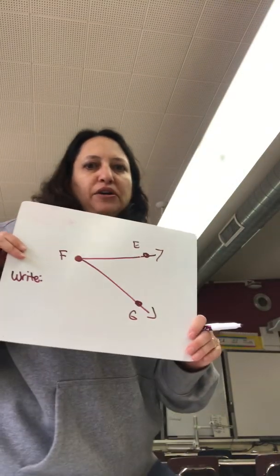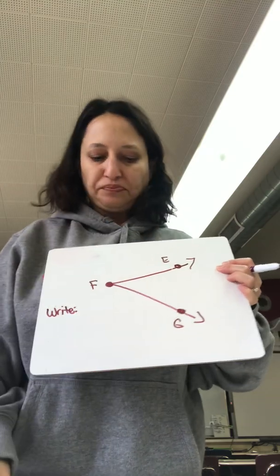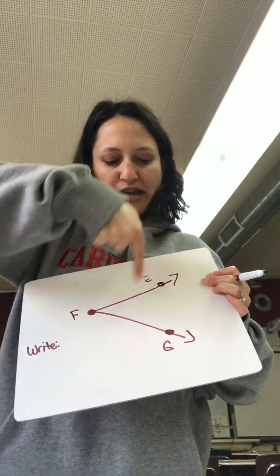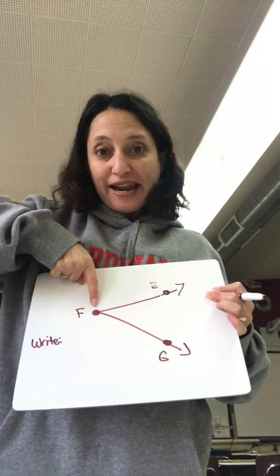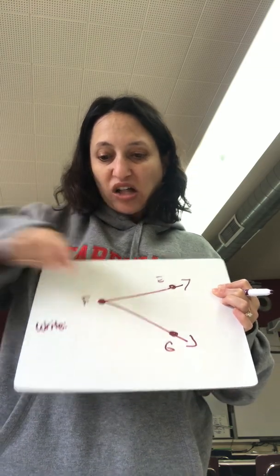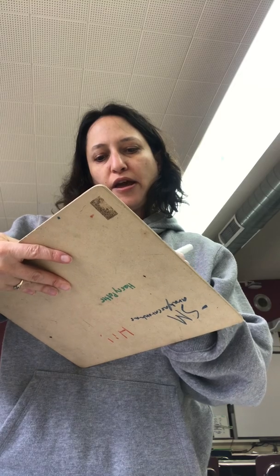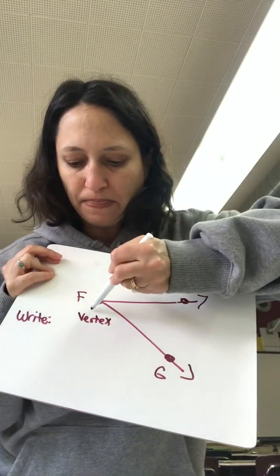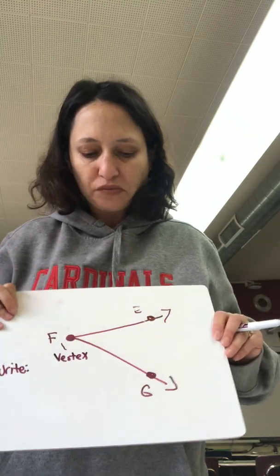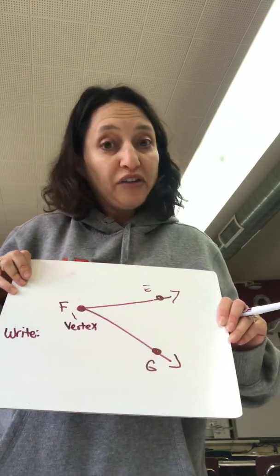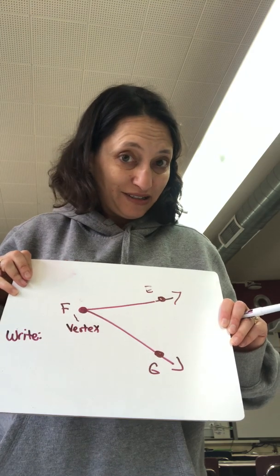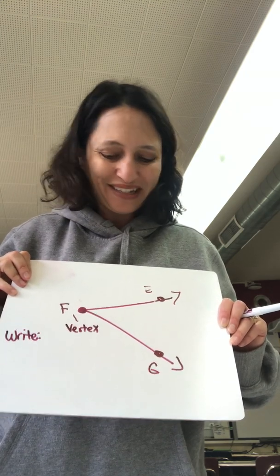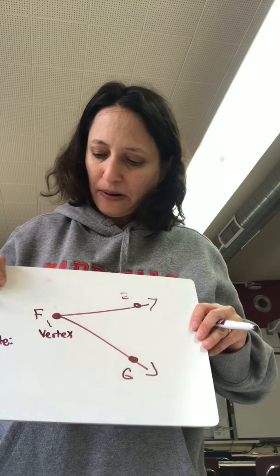All right, here we go, bigger here. Here's my angle. See how there are two rays that come together at an endpoint? This is called a vertex. Now, if you have more than one vertex, do you know what that's called? It's called vertices. We'll talk about that later.